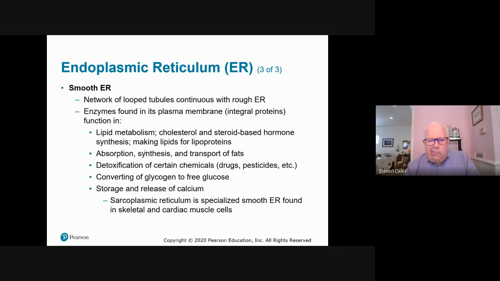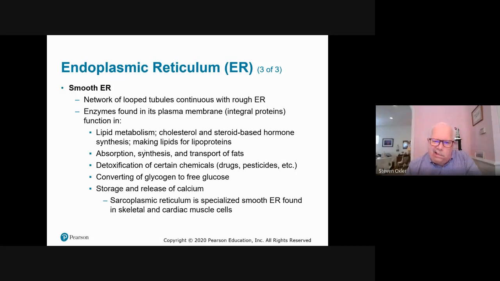But the smooth endoplasmic reticulum is there to absorb, transport, and synthesize fats. It also will detoxify chemicals. It'll detoxify drugs. It'll detoxify pesticides. It is also important in converting glycogen to glucose so that you'll have some quick energy.